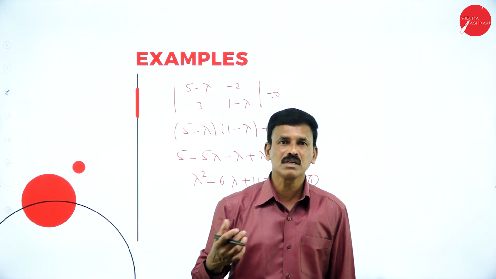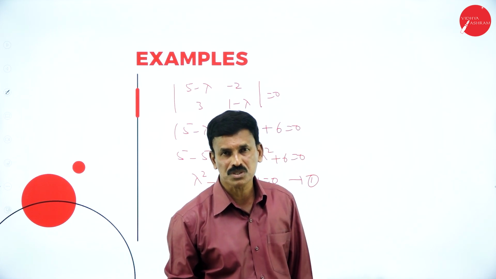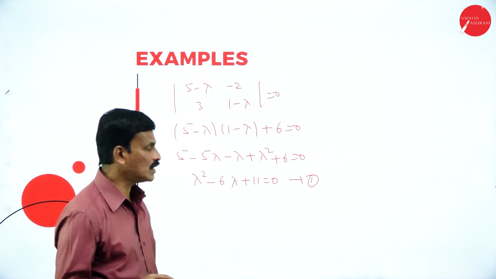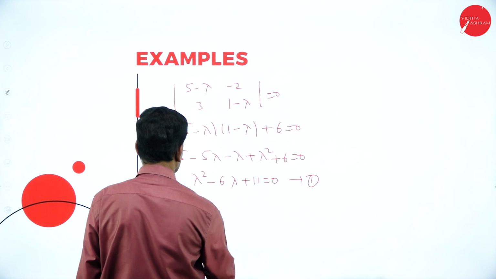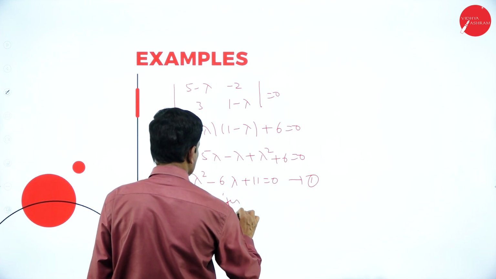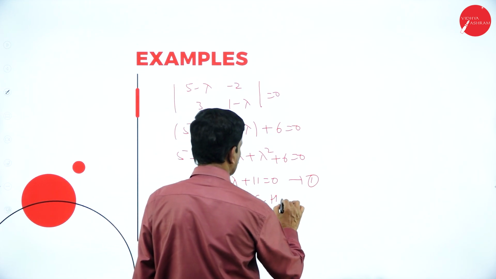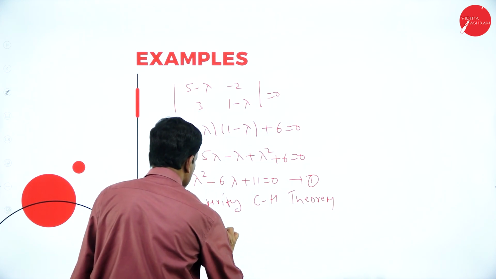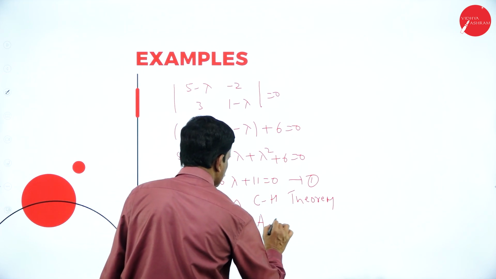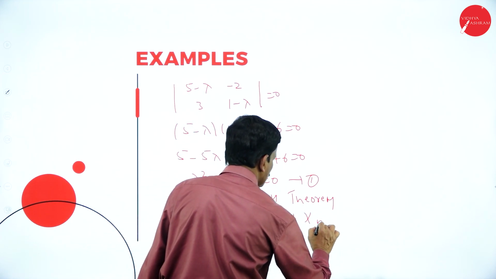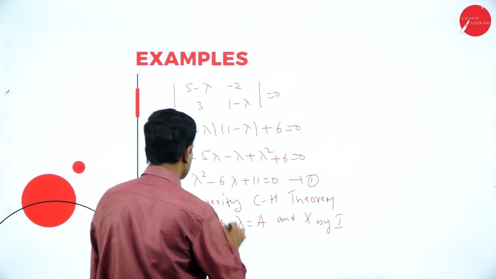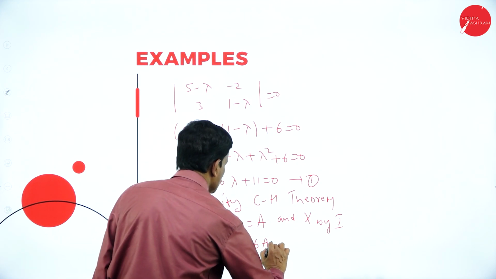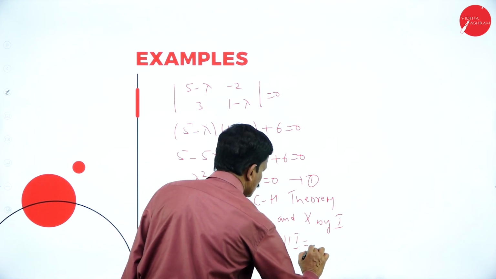So if you solve this, you will get eigenvalues or characteristic roots, right? The roots of this equation are called the characteristic roots or eigenvalues. Now, to verify the Cayley-Hamilton theorem, put lambda equal to A and multiply by I, the identity matrix. Then this becomes A square minus 6A plus 11I is equal to 0.